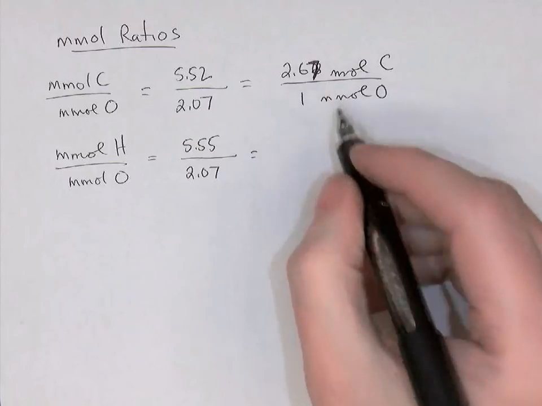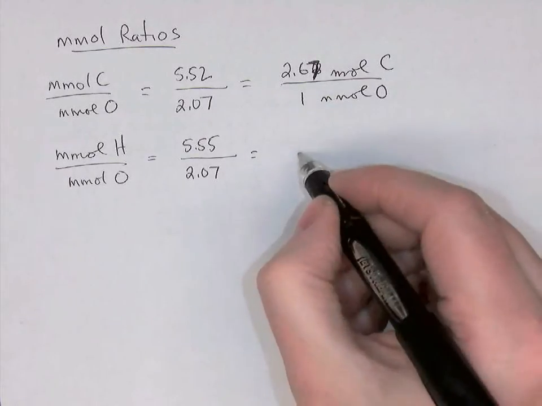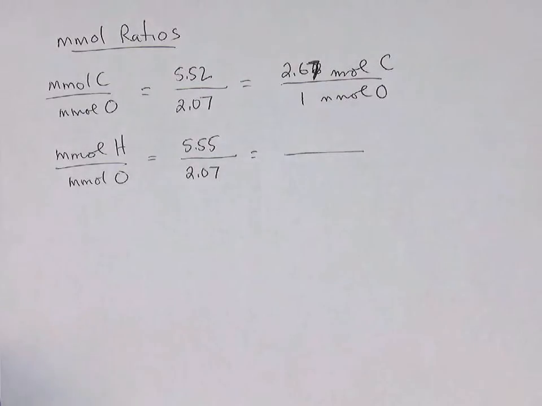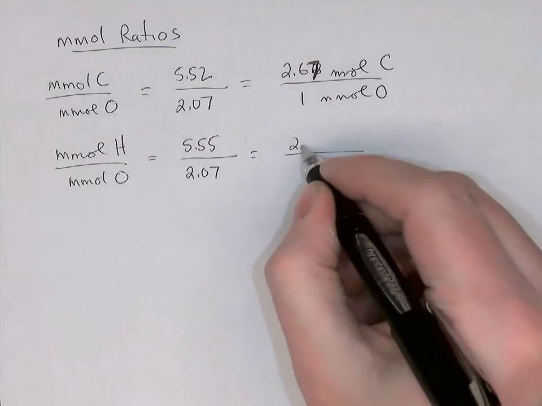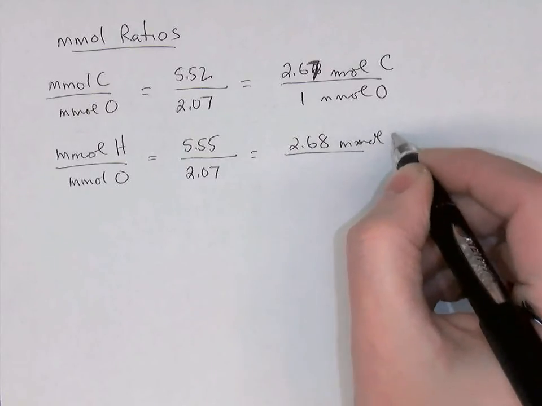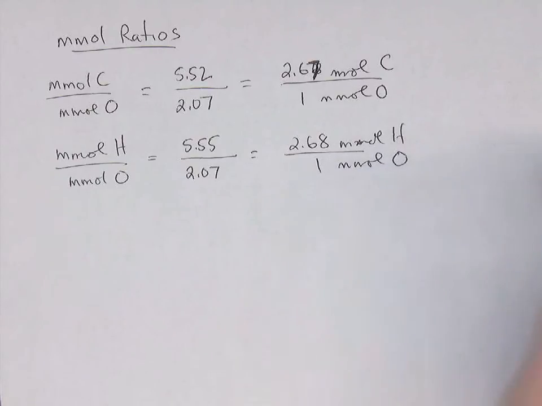That's not a nice number. Don't even think about rounding that off and calling it 3. That's not going to work. Dividing these two numbers, we get something similar, I think. 5.55 divided by 2.07, we get 2.68 millimoles of hydrogen for every 1 millimole of oxygen.